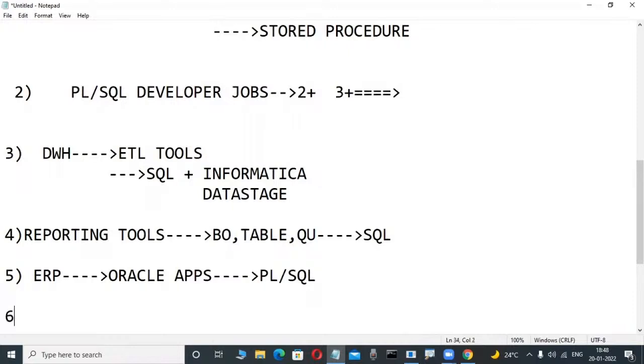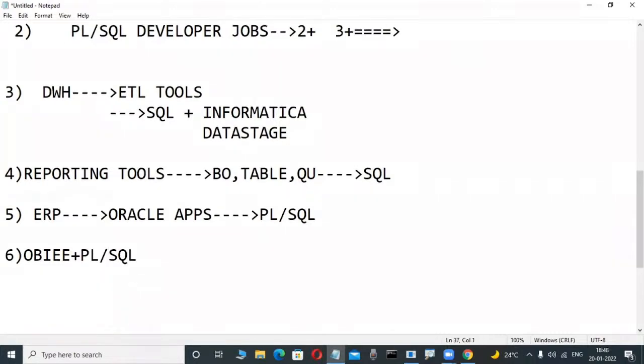Again, OBI programmers are there. OBI is a product, and there are jobs with PLSQL. Those persons also learn these courses. That's what different persons do.